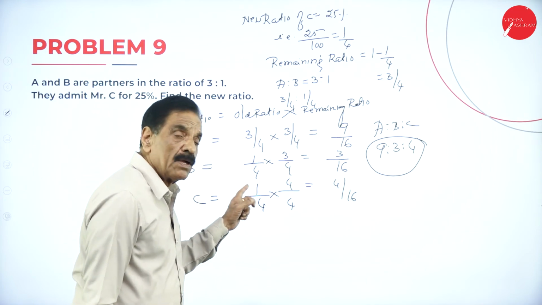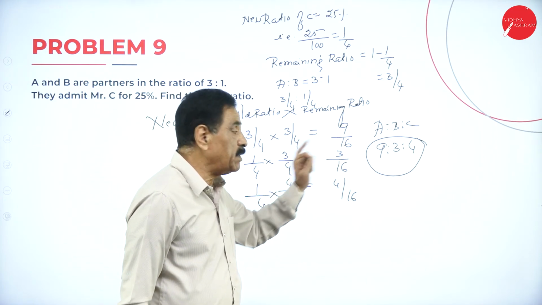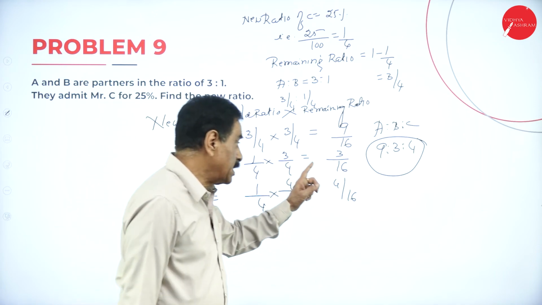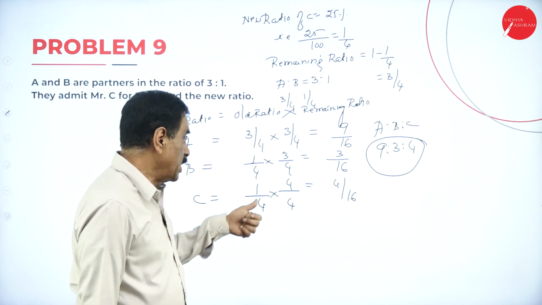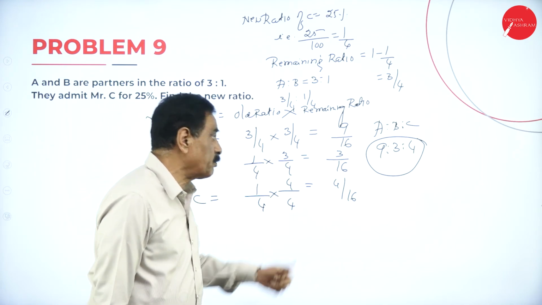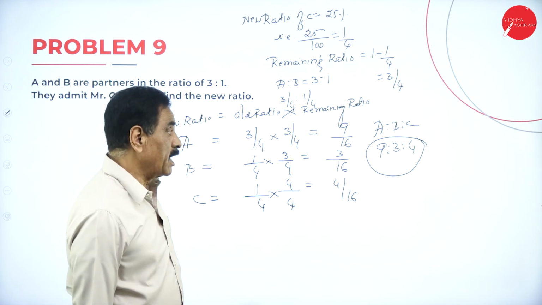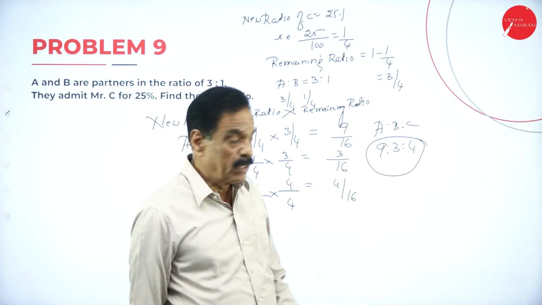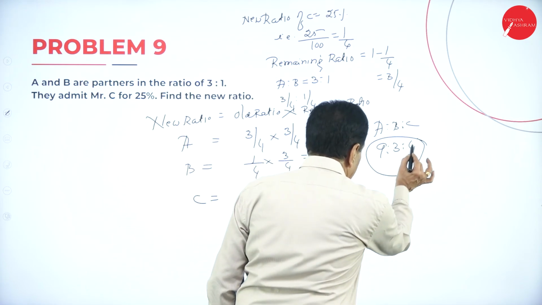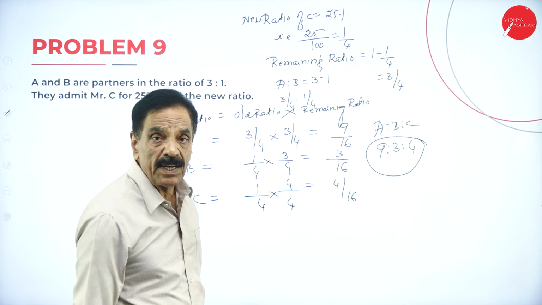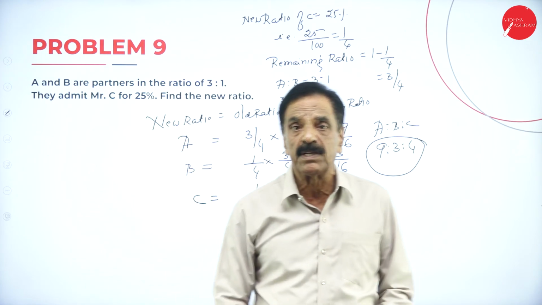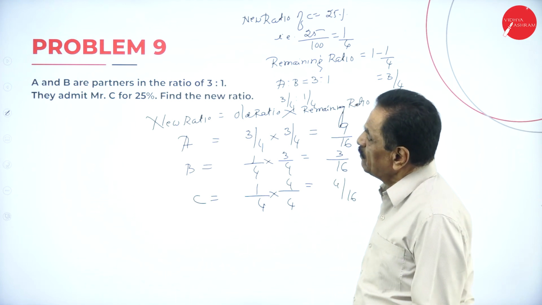The last step, 1/4. What's the LCM here? 16. To get the 16, 1/4 into 4/4 is 4/16. So they are in the ratio of 9:3:4. Add this too: 9 + 3, 12 + 4, 16. Numerator should be equal to denominator. We go one by one.